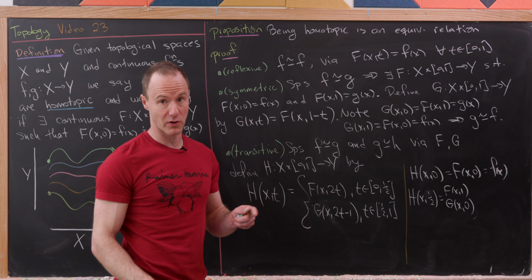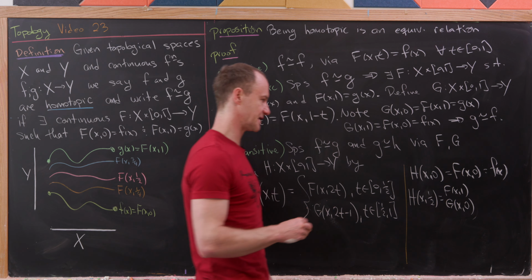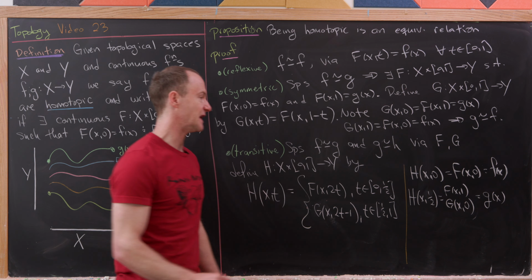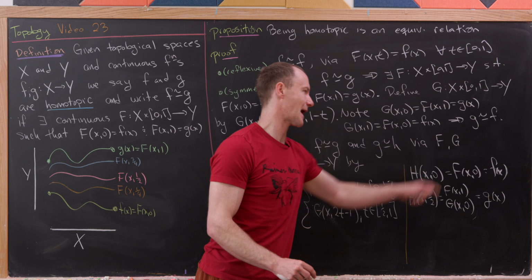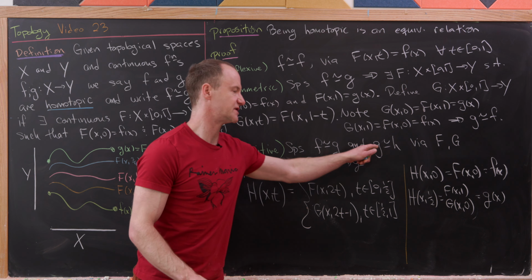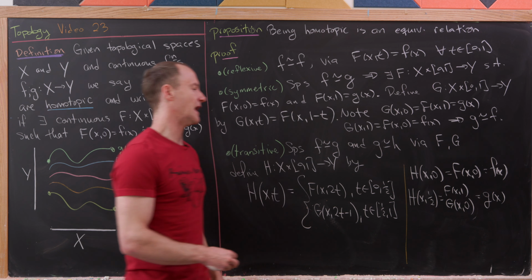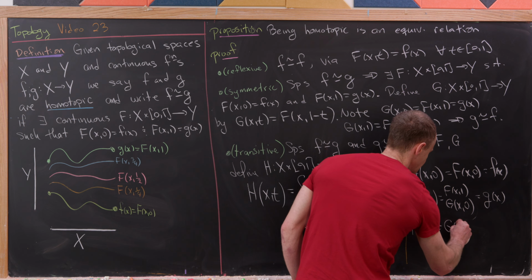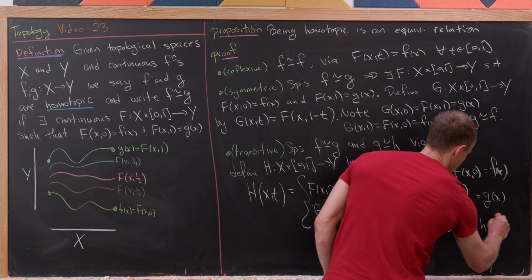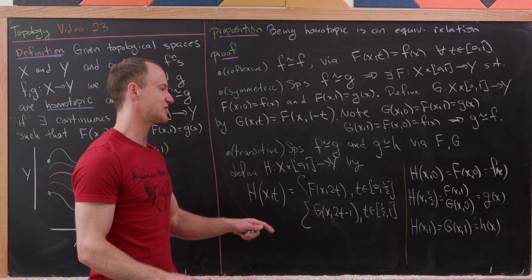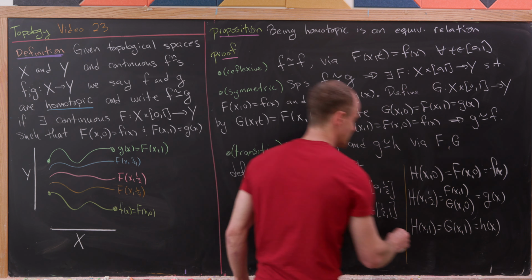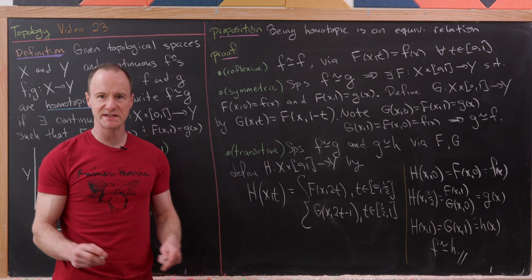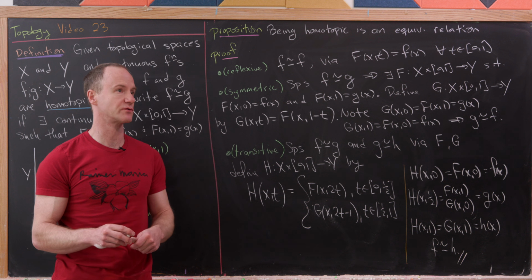But that might seem problematic, like maybe this isn't well defined, but we're actually okay here because those are both equal to g, since we're saying capital F and capital G do these two equivalences. And now we'll check h of (x, 1), but that turns into G of (x, 1), which is h of x. But that means that h does the job that it needs to do to show that f is homotopic to h.